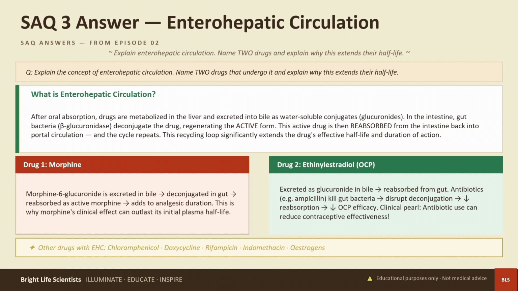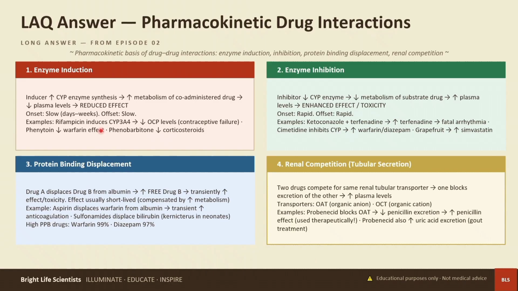And now the long answer question. The pharmacokinetic basis of drug-drug interactions: we have enzyme induction, inhibition, protein binding displacement, and renal competition. Mechanism 1, enzyme induction. An inducer increases CYP enzyme synthesis. This speeds up the metabolism of co-administered drugs, which lowers their plasma levels and reduces their effect.